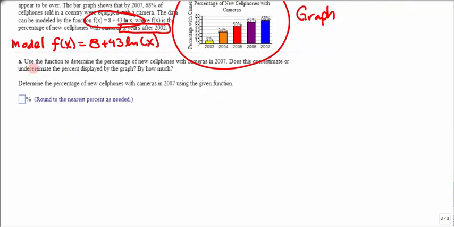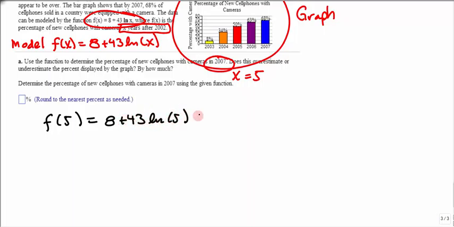Okay, part A says use the function to determine the percentage of new cell phones with cameras in 2007. Does this underestimate or overestimate? 2007 is x years after 2002, which would be 5. It's 5 years after 2002. So I would have f of 5 equals 8 plus 43 times the natural log of 5.